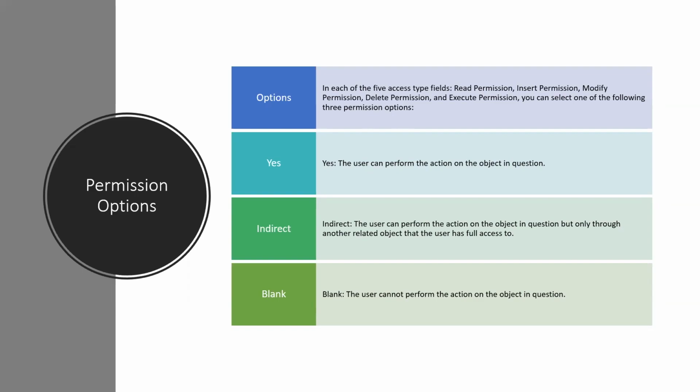Yes, the user can perform the action on the object. So that's very logical, it's yes or no, basically, and we're going to show you that now. We have a type of permission in line number 3, indirect. What is that? The user can perform the action on the object in question, but only through another related object that the user has access to.